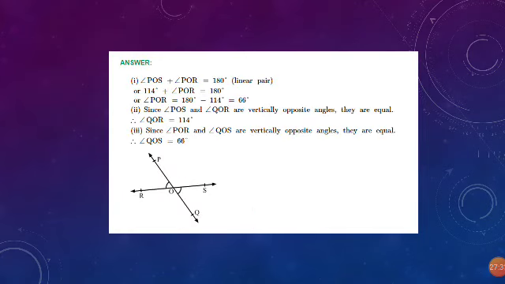Angle POS plus angle POR equal to 180 degree. That is a linear pair angle. 114 plus angle POR equal to 180 degree. Subtracted, we get a value 66 degree. Angle POS and angle QOR are vertically opposite angles. They are equal. Angle QOR 114 degree. Angle POR and angle QOS are vertically opposite angles. They are equal. Angle QOS equal to 66 degree.